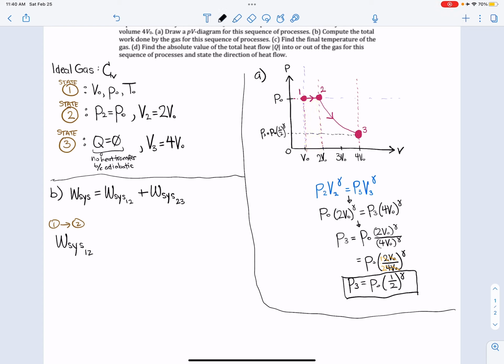Okay, so work done by the system from state 1 to state 2 is equal to, what is the height? The height is P naught times the width, which is 2V naught minus V naught, okay? That's these guys, from V naught to 2V naught. This is the width, and this is the height, P naught, right? Then that gives us the area. Okay?